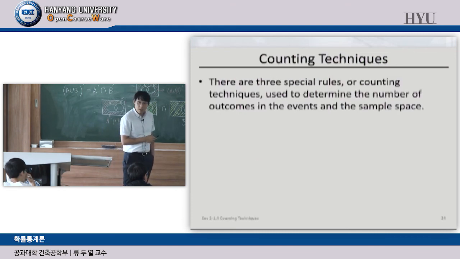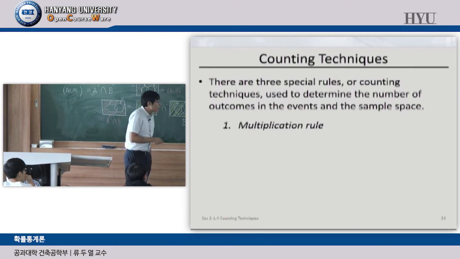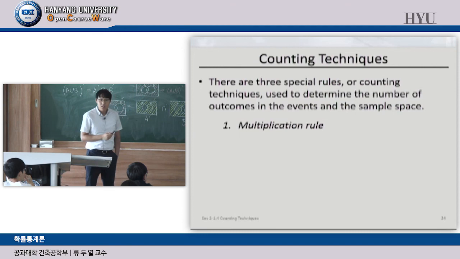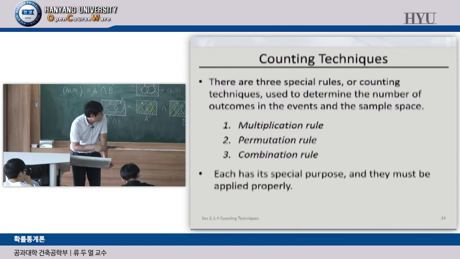And this is about the counting techniques. There are three special rules or counting techniques used to determine the number of outcomes in the event and the sample space. First one is the multiplication rule, which is called 곱셈 법칙 in Korean. And the permutation rule, which is called 순열 법칙 in Korean. And also, there is a combination rule, which is called 조합 법칙. And each has its special purpose, and they must be applied properly.